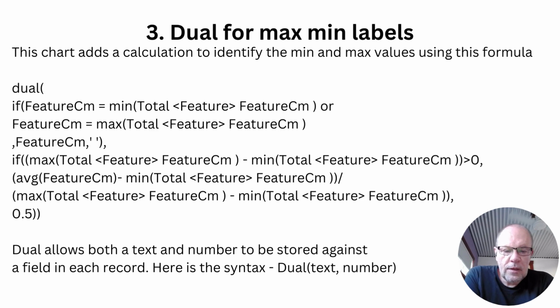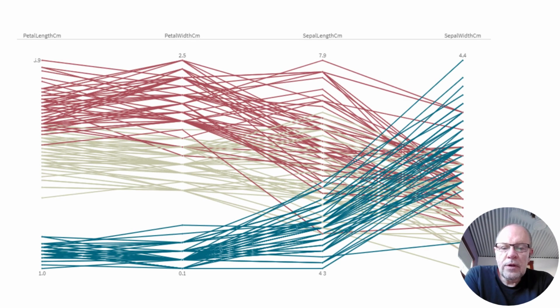So there's the formula. The result of that one is we have something that looks a bit like this. So if we look at the petal width, it goes from 2.5 centimeters down to 1 centimeter at the smallest, and all the others in between are being shown as null so they don't pop up into the visualization.